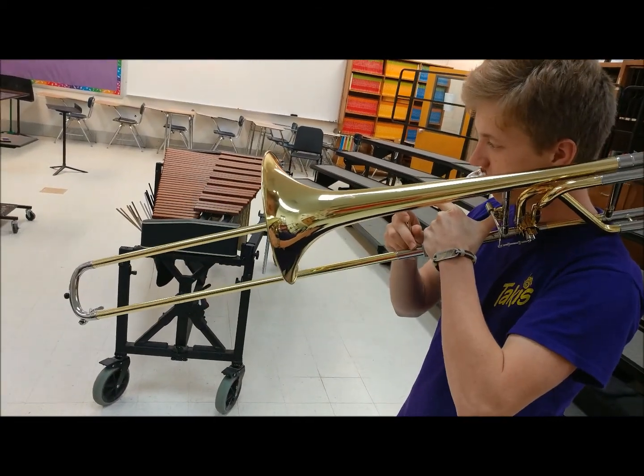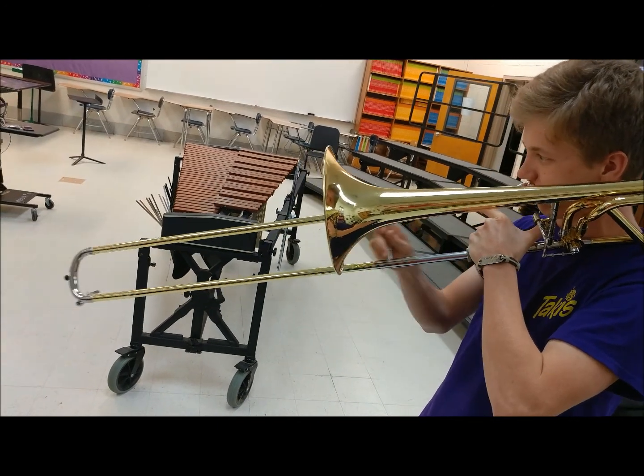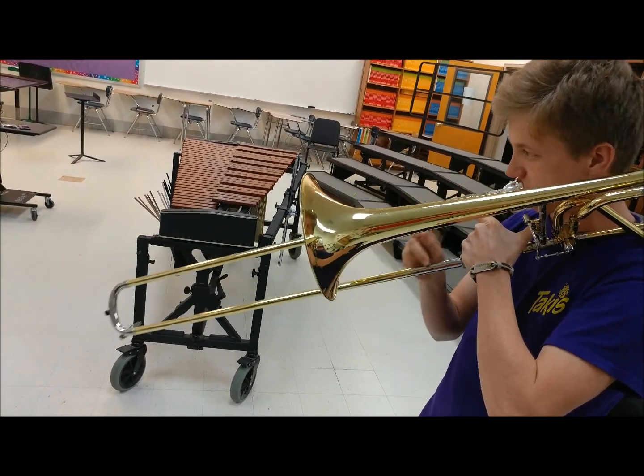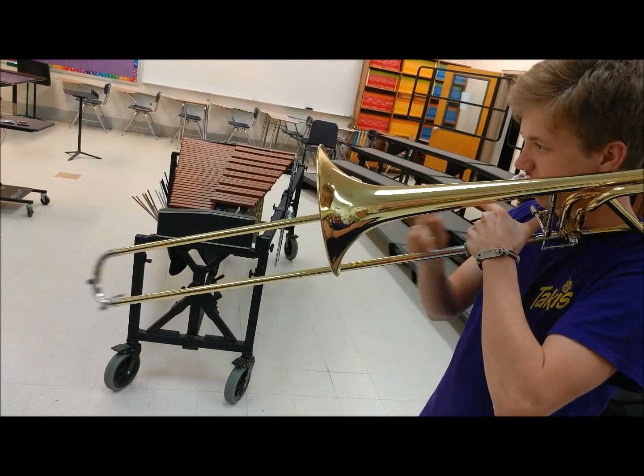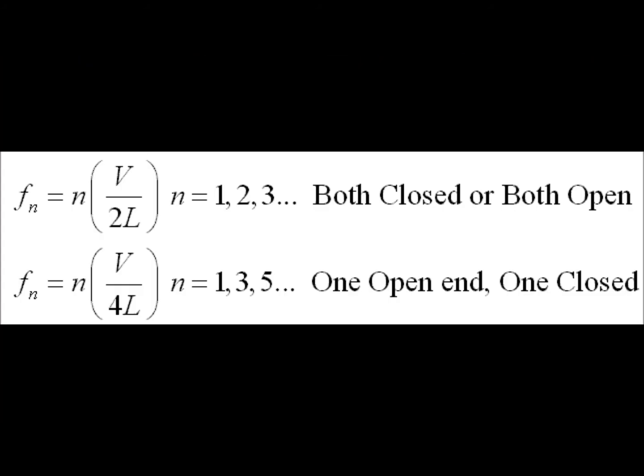This can be demonstrated by the equation f_n = n v / 2L. The length of the tubing and the volume of the horn will create the pitches set by this equation.